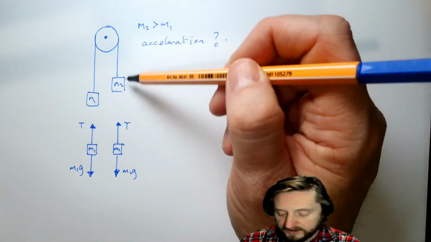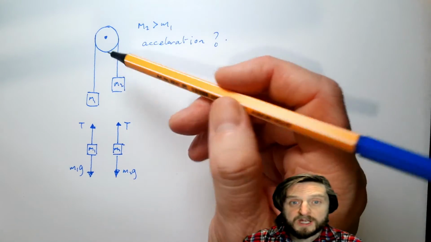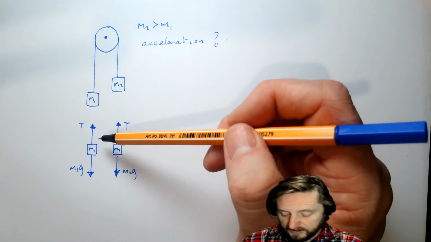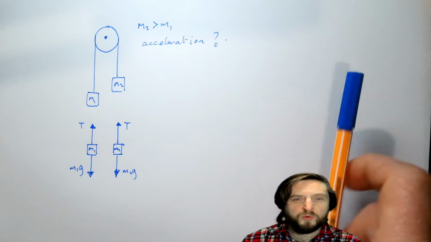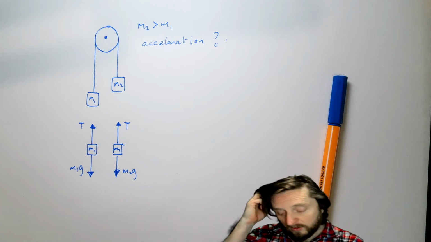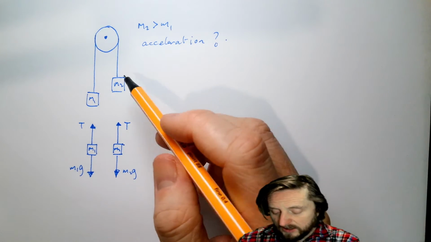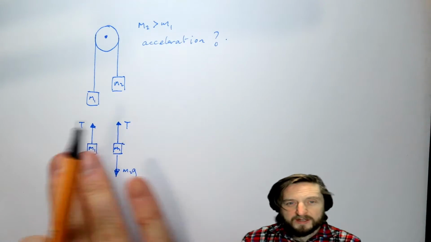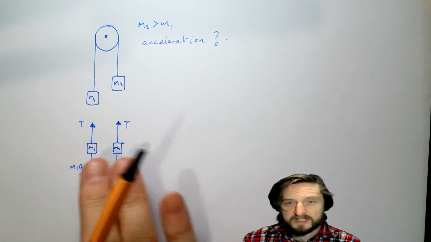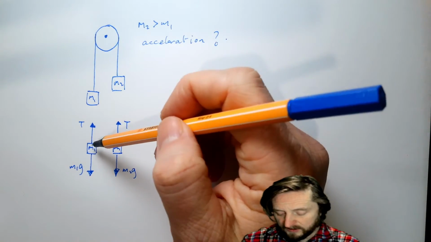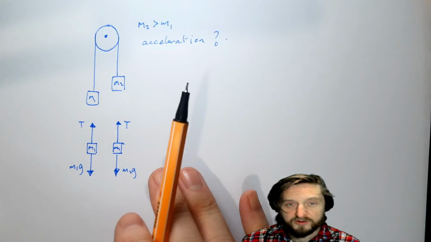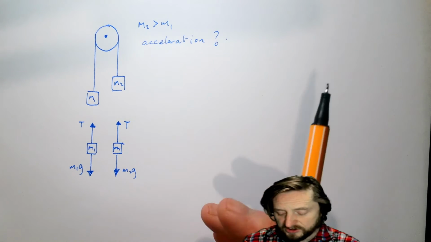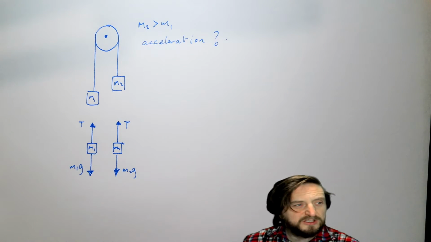The reason I've done that is because we're going to assume this is a light string. And for a light string that's free to rotate around a pulley, the tension all the way along the string is constant. So this tension is the way in which these two objects interact with each other. They exert a force on the string, and that comes out as tension in the string, which is then exerted on both of them.